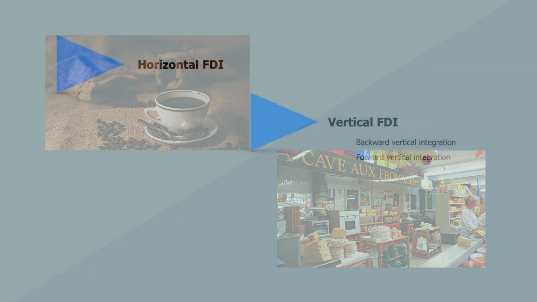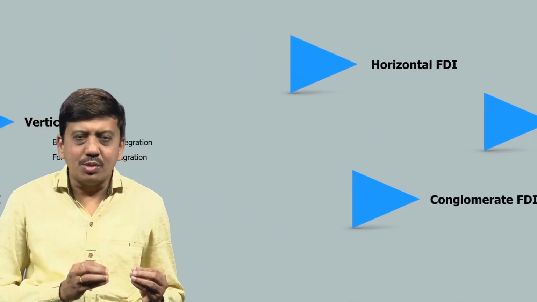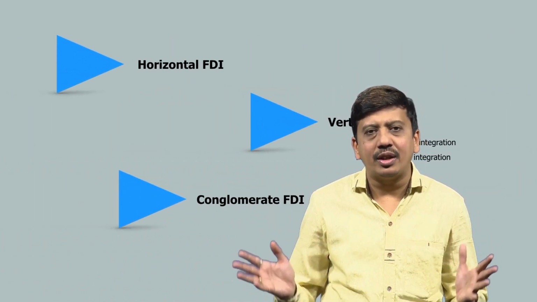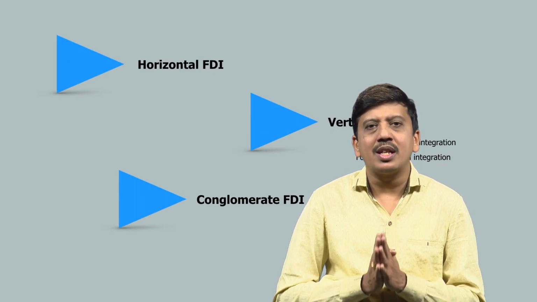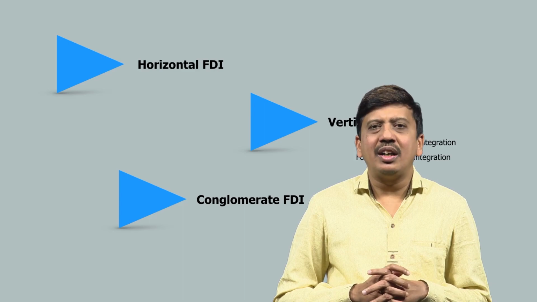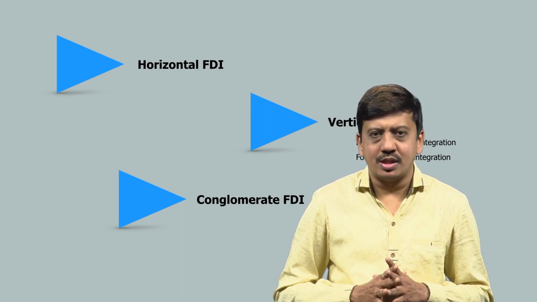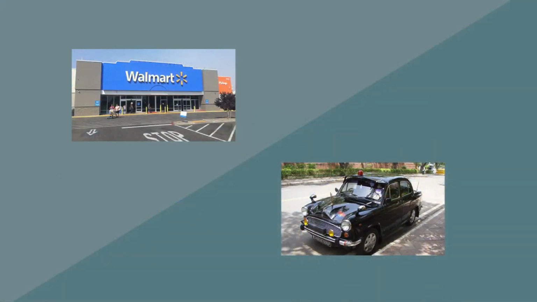The third type of FDI is conglomerate FDI. When investments are made in two completely different companies of entirely different industries, the transaction is known as conglomerate FDI. As such, the FDI is not linked directly to the investor's business. For example, assume that the US retailer Walmart may invest in Hindustan Motors, the Indian automobile manufacturer.